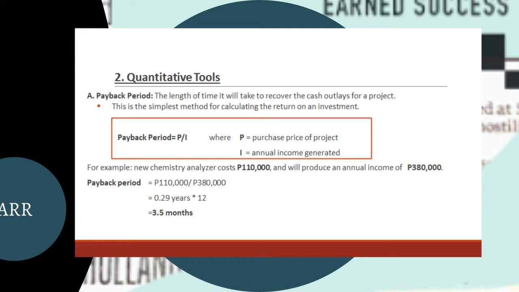So, for example, if your laboratory acquires a new chemistry analyzer that costs 110,000 and will produce an annual income of 380,000, payback period is equal to 110,000 divided by 380,000. It will give you 0.29 years times 12 months. So it will give you 3.5 months. So for your return on investment, you will have that after 3.5 months of operations.